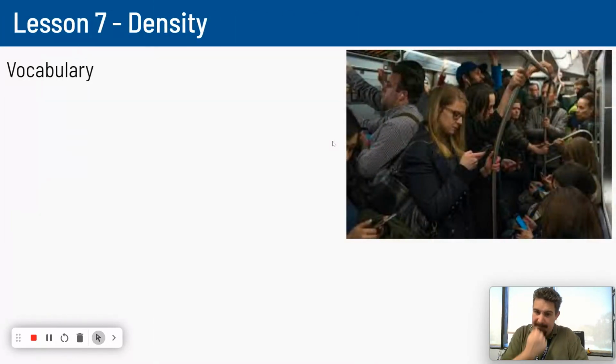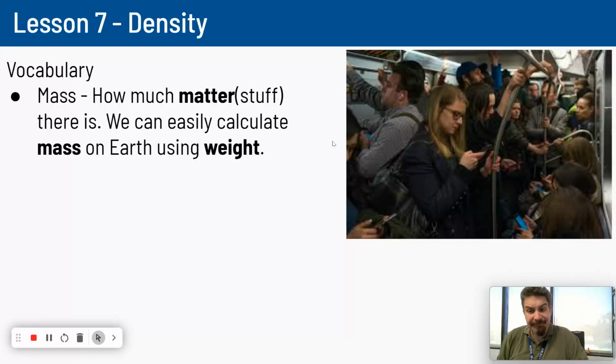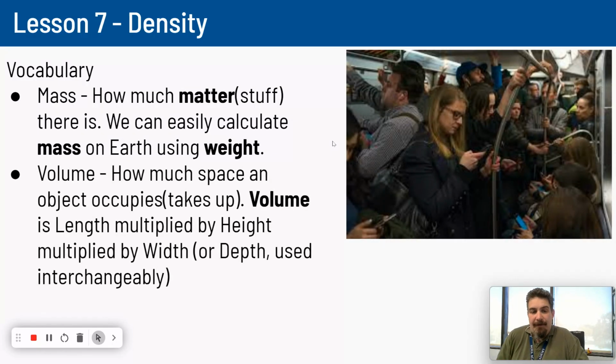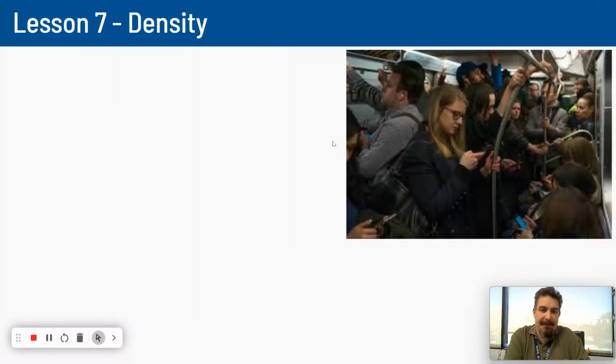All right, so the first thing, vocabulary. Mass. That's how much matter, how much stuff there is. We easily calculate mass on Earth using weight. Now, volume is how much space an object occupies or takes up. Volume is length multiplied by height, multiplied by width, or depth. We use these interchangeably depending on how we're thinking about the object.